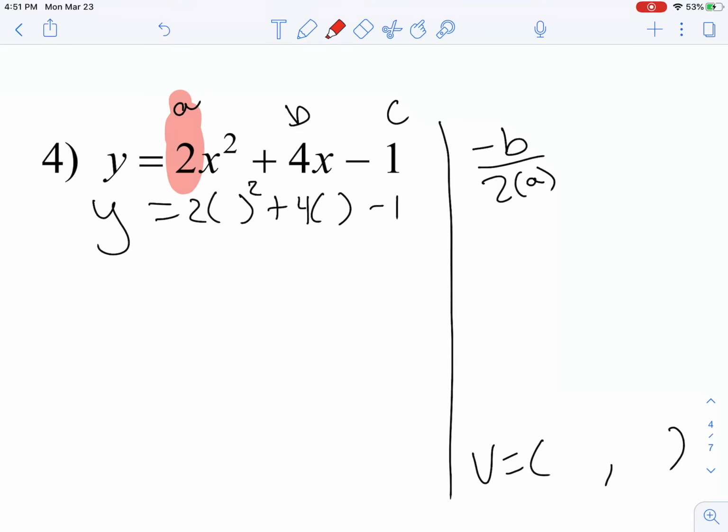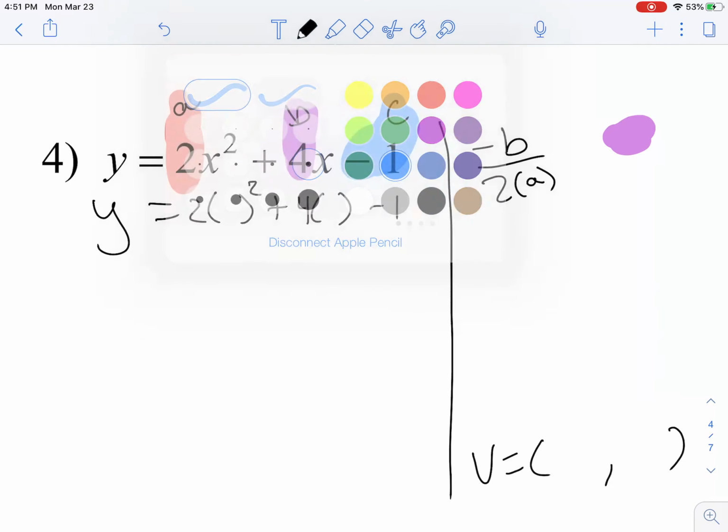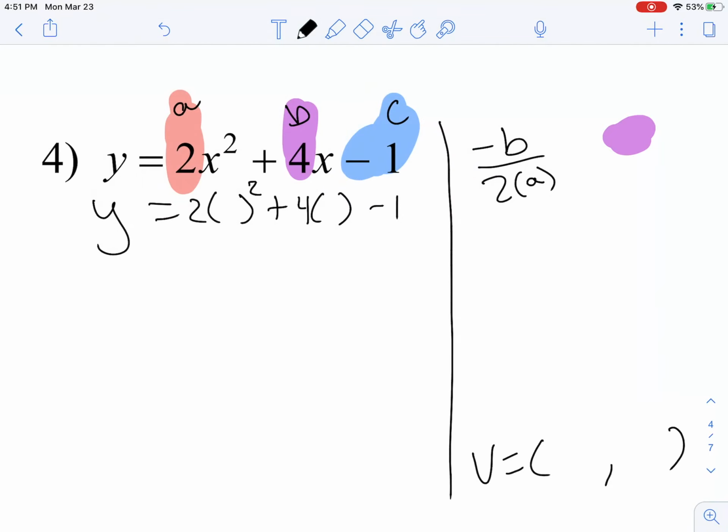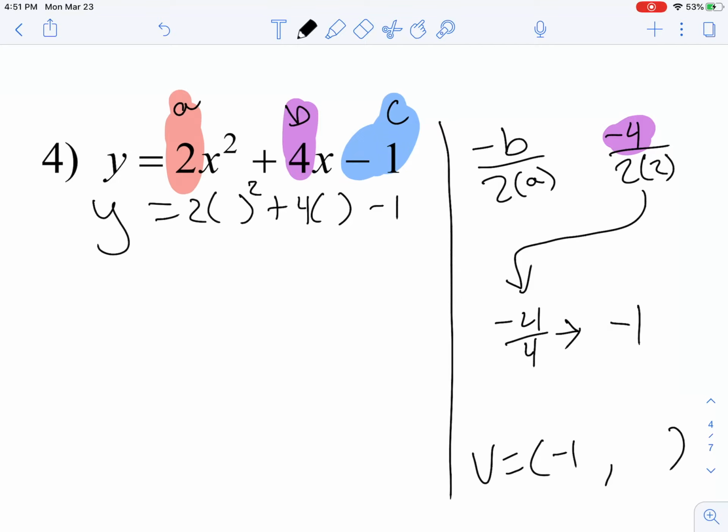So a is 2, b is 4, which we're going to use over here, and c is negative 1. So the opposite of b, the opposite of 4, is negative 4 over 2 times a, which is 2. When we evaluate that out, we get negative 1. So that's what we plug in.